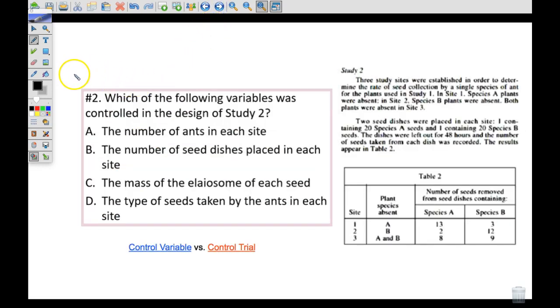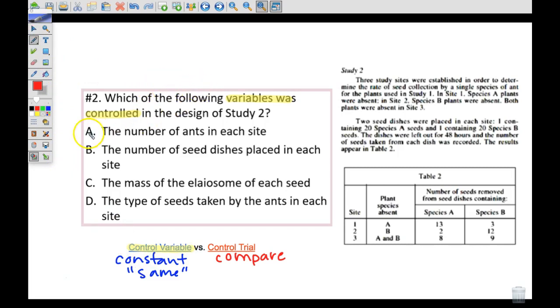In question number 2, it asks which of the following variables was controlled in the design of study 2. So here we're going to have to differentiate between a control variable and a control trial. A control variable is also known as a constant variable, or things that are kept the same, while a control trial is something that we use to compare results to ensure its validity. So because it's asking which of the variables was controlled, we're going to be going with our definition of controlled variable, or what was being kept the same.